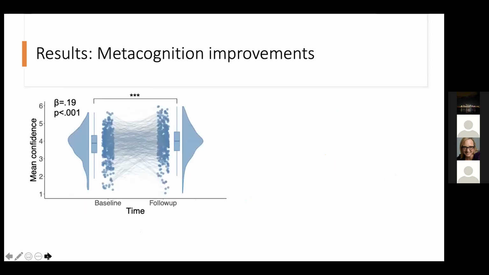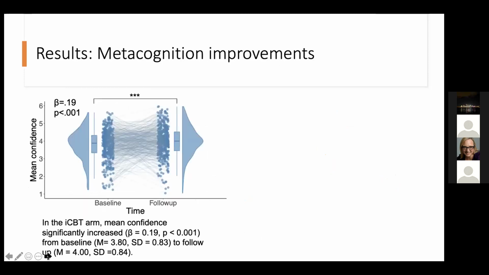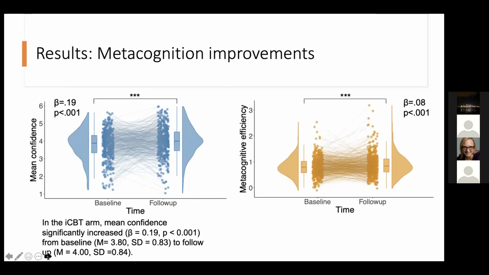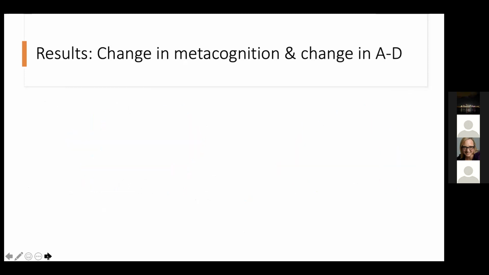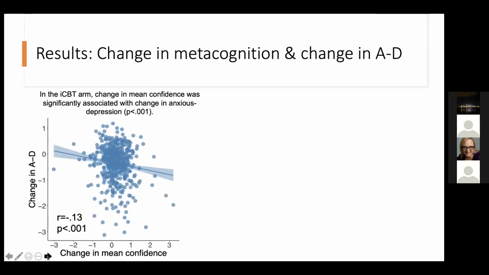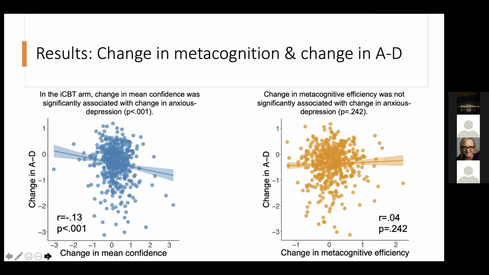We also saw significant improvements in mean confidence from baseline to follow-up in our iCBT arm, and significant improvements in metacognitive efficiency from baseline to follow-up in our iCBT arm. What's interesting is that we saw an association between changes in metacognition and changes in anxious depression, in that people who had the greatest improvements in anxious depression had the greatest increases in confidence at 4-week follow-up. We didn't see this association with metacognitive efficiency, indicating that this effect is specific to metacognitive bias, or mean confidence.